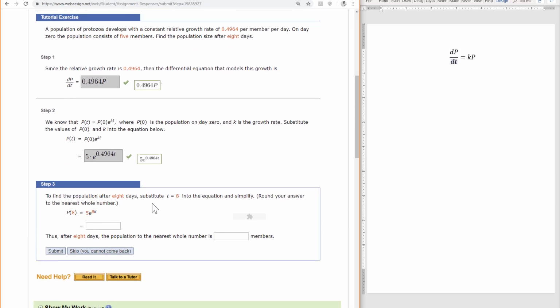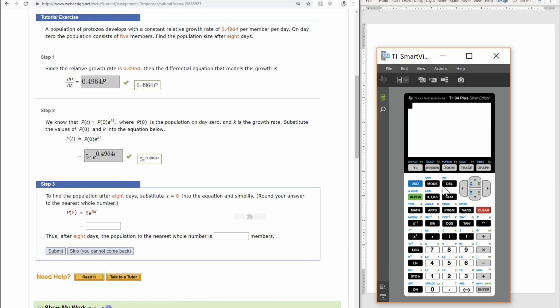Find the population after 8 days. We're essentially going to substitute 8 for t, and actually we have this value over here, so we know what k is equal to. It says find the population, round your answer to the nearest whole number. So we need a calculator for this because we're not going to be able to do this by hand.